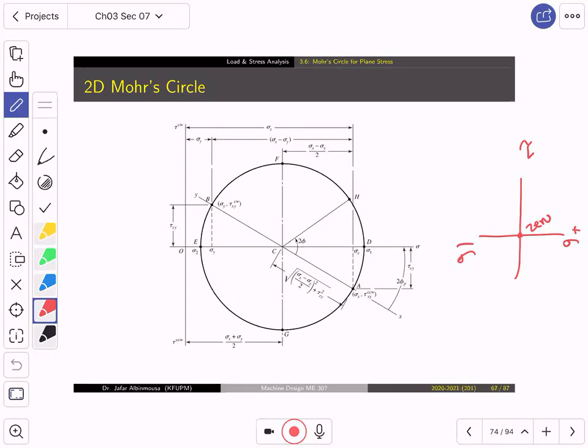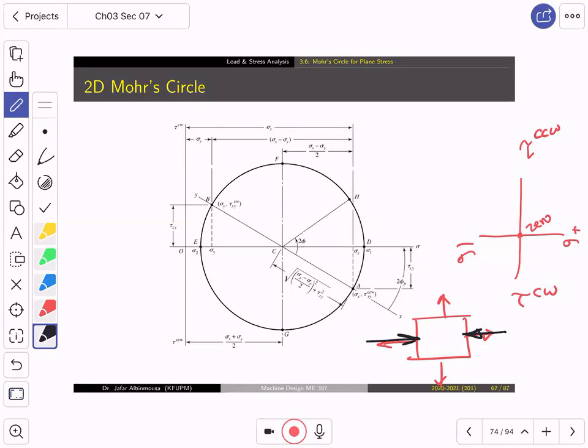Tau is also positive and negative. But what we agreed is that counterclockwise is positive, so we'll take it up, and tau clockwise is negative, down. Now, the question is, while it is very simple to determine whether a normal stress is positive or negative, this is all positive normal stresses. If I make this one in this direction, it is negative.